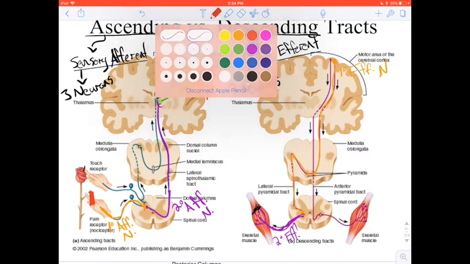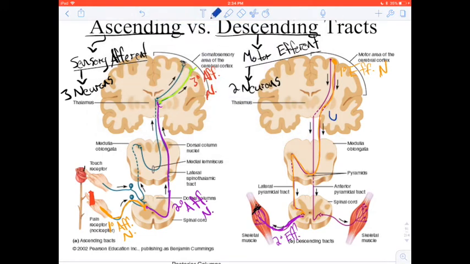Let's call this an upper motor neuron. And if we have an upper, we must have a lower motor neuron. The upper and lower motor neurons, respectively, will be central and peripheral nervous system. And depending on where the lesion is, we'll talk about this when we get to spinal lesions, it's going to give us very different symptoms.